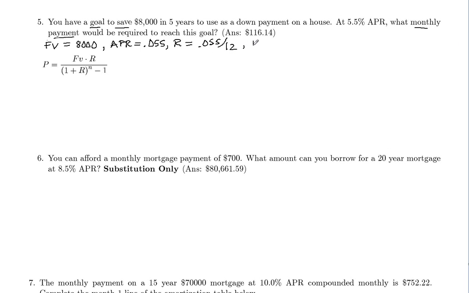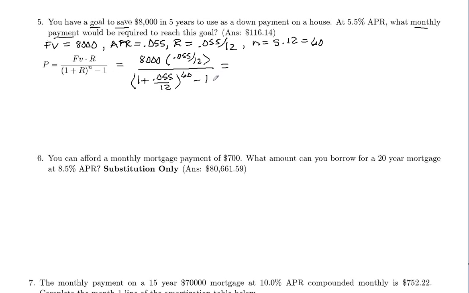And then our N, total number of months. Okay, well it's 5 years and then times 12 months a year. So that's 60. Okay, now we do our plugins. So future value is 8,000 times our 0.055 divide by 12, and then downstairs 1 plus our 0.055 over 12. That gets an N power, which is 60, so 60 power, and then minus 1.